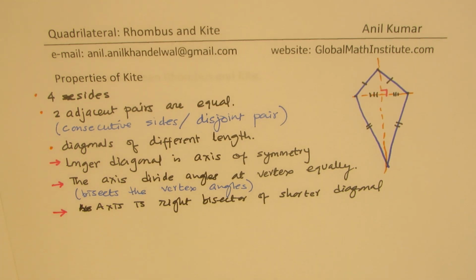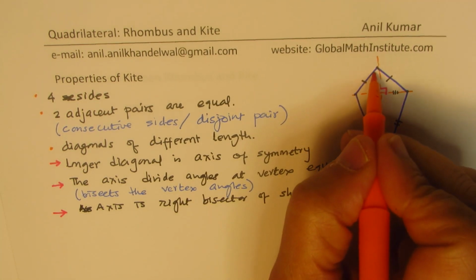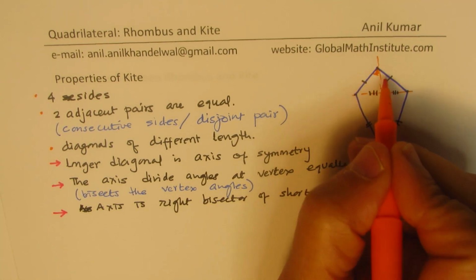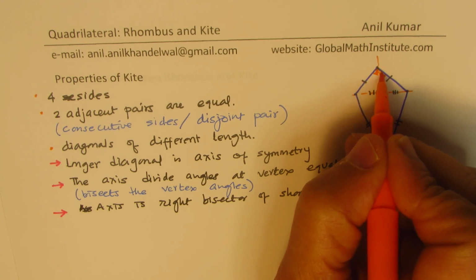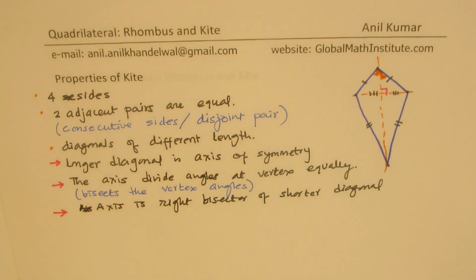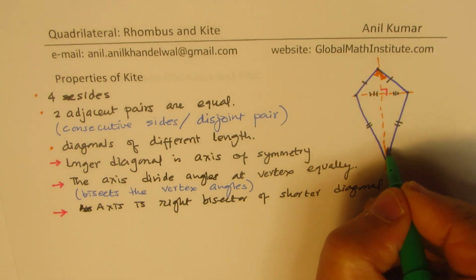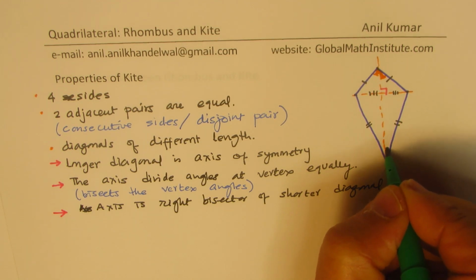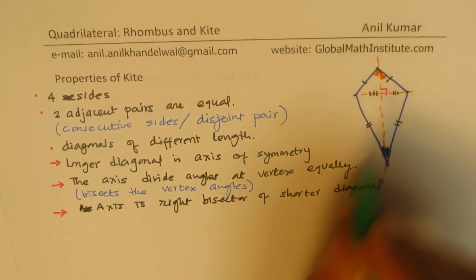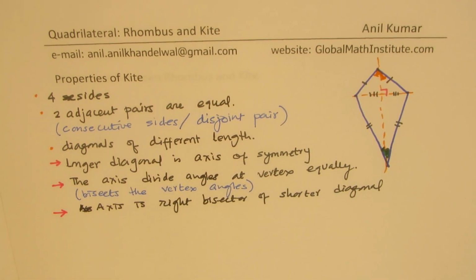Correct. And you will also notice that these angles are not equal. So this angle is equal to that angle, that is fine. Now this angle is equal to this angle, yes, that is okay. But these angles are not equal, right? So that is important to understand. However, the sides are equal, so these two sides are equal.